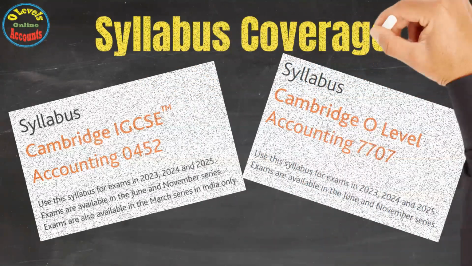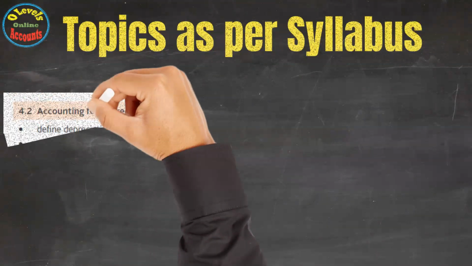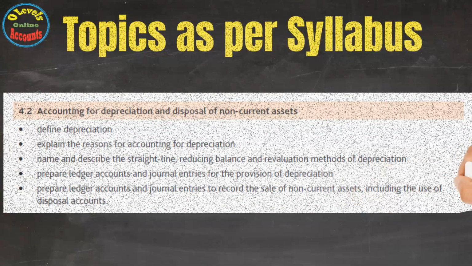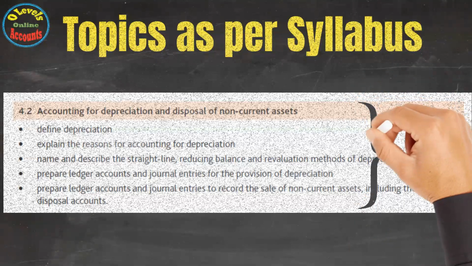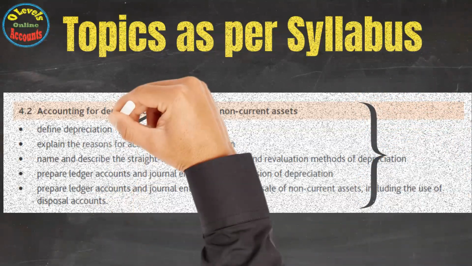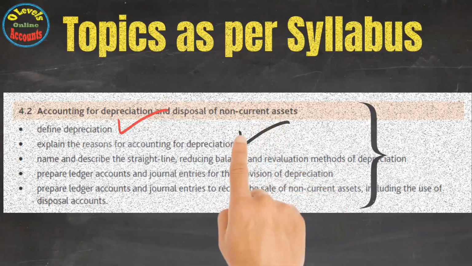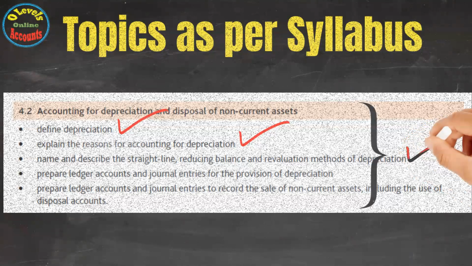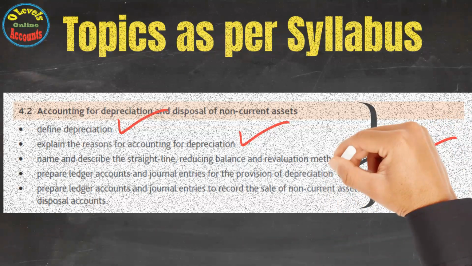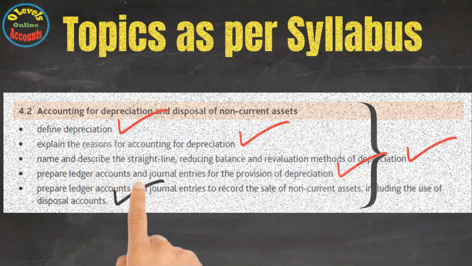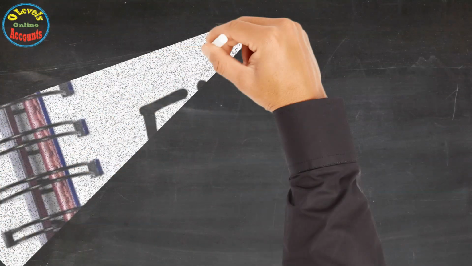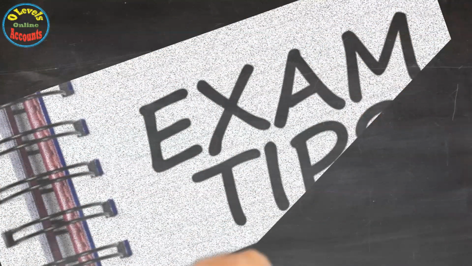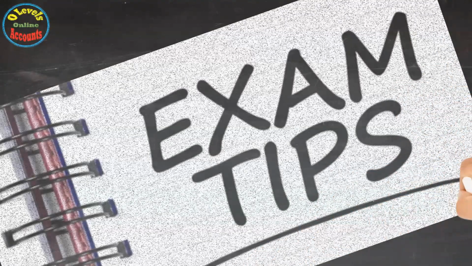Let's move towards the next slide. As per the Cambridge syllabus, we have covered all the topics mentioned in it, like depreciation definition, reason for depreciation, methods for depreciation calculations, ledger accounts and journal entries for provision for depreciation and recording steps, ledger accounts and journal entries for disposal of non-current assets. Let's move towards exam tips. An exam tip is a piece of advice, or a practical suggestion intended to help students perform better in their exams. So, move towards the exam tips.